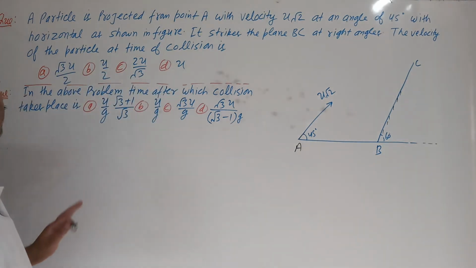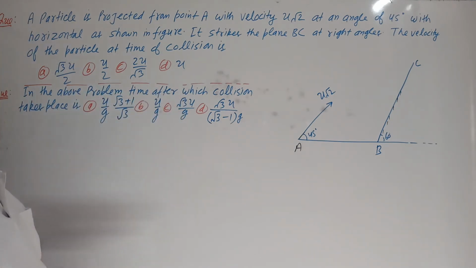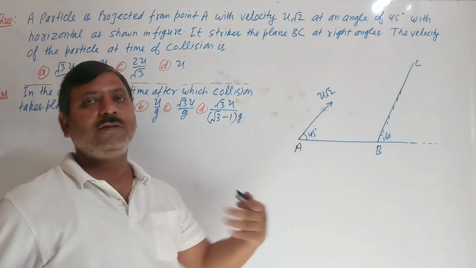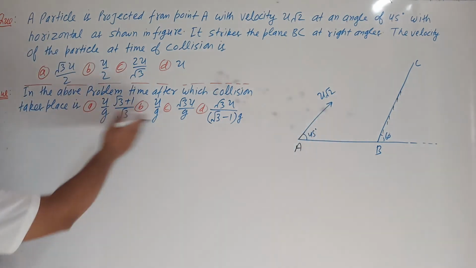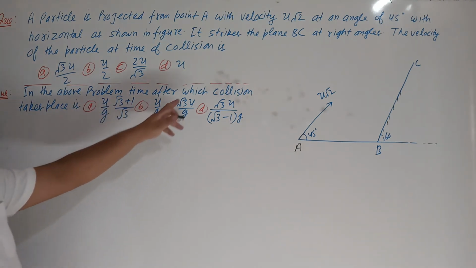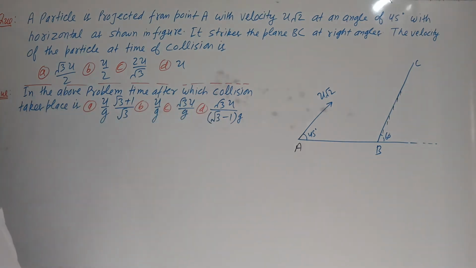In another question they are asking, in the above problem, the time after which the collision takes place. How much time after does this collision take place? They have given these options: u upon g, root 3 plus 1 upon root 3 u upon g, root 3 u upon g, root 3 u upon root 3 minus 1 into g.